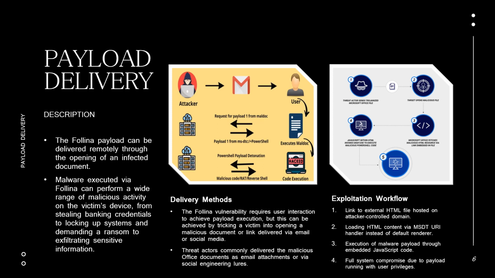The Follina payload can be delivered remotely through the opening of an infected document. Threat actors commonly deliver the malicious Office document as email attachments or via social engineering lures. Opening the document would then trigger the exploitation workflow, which includes the following steps. The document contains a link to an external HTML file hosted on an attacker-controlled domain. Opening the document loads HTML content via the MSDT URI handler instead of the default HTML renderer. Embedded JavaScript code in the HTML file then executes the malware payload downloaded from the remote server. The payload runs with full user privileges, allowing complete system compromise.